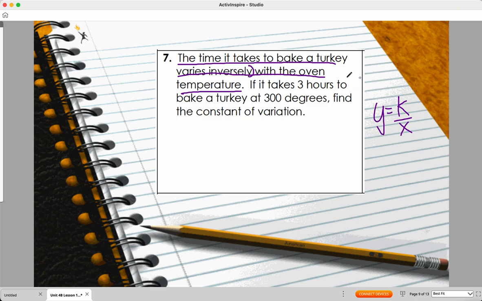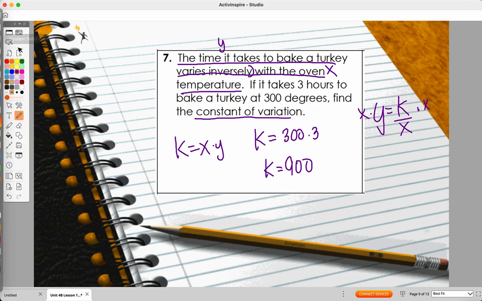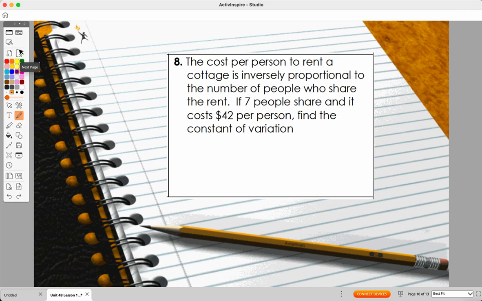So y is my time, x is my temperature, and this time I need to solve for k because again it's asking for that constant of variation. So I'll multiply both sides by x. So k is equal to x times y, which means k is equal to 300 times 3. So my k in this instance would be 900. All right, go ahead and pause the video and give this problem a try.